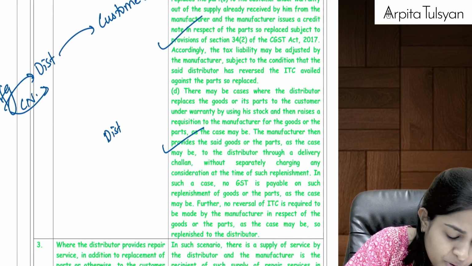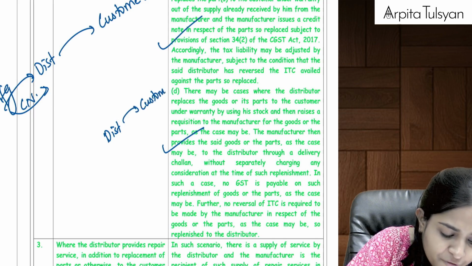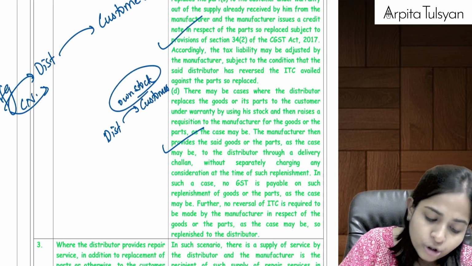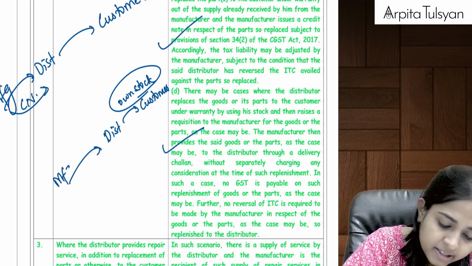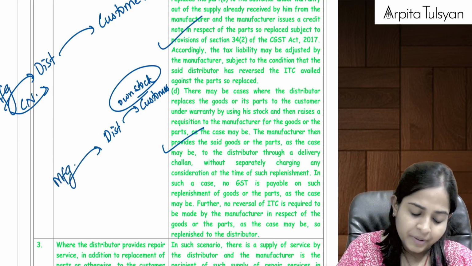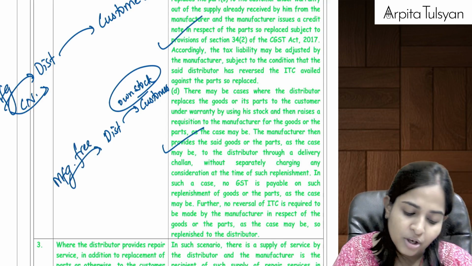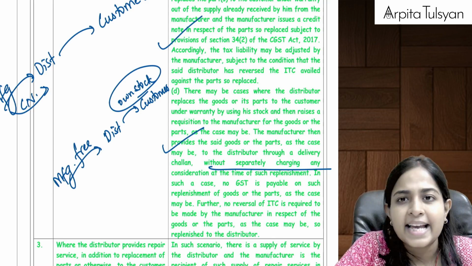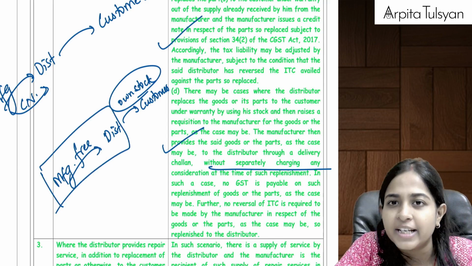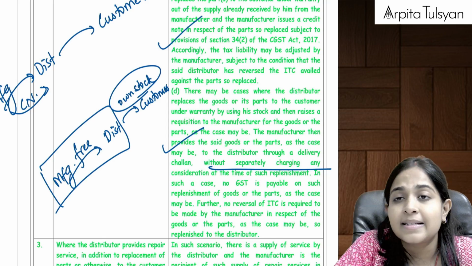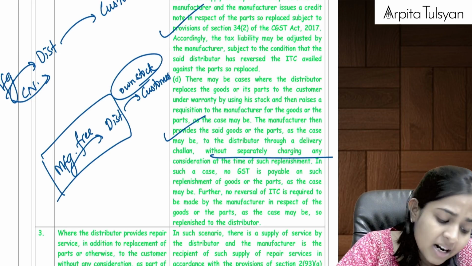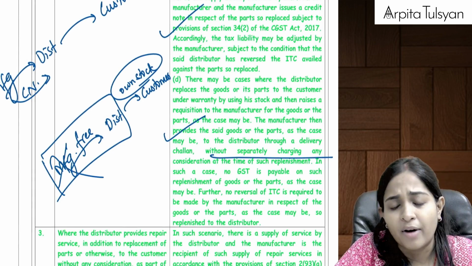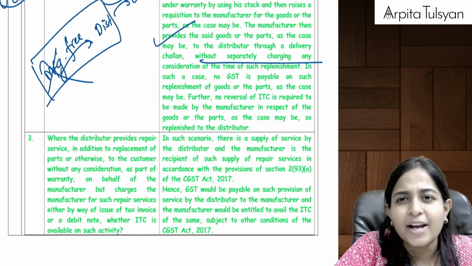And similarly, let's say the distributor does the replacement for the customer from his own stock, and then he goes and asks for it from the manufacturer. The manufacturer gives it to the distributor for free, that is, without charging any consideration. Then in that case anyway there was no GST applicable. But again, this cannot be considered an exempt supply. This will be considered a taxable supply. So in this case, again, the manufacturer is not required to do any reversal. Are you understanding this? Yes.